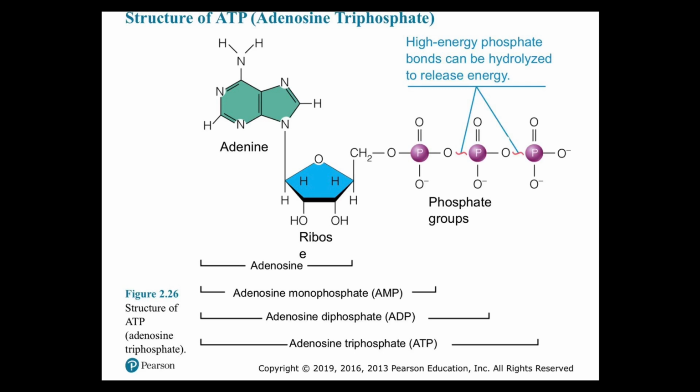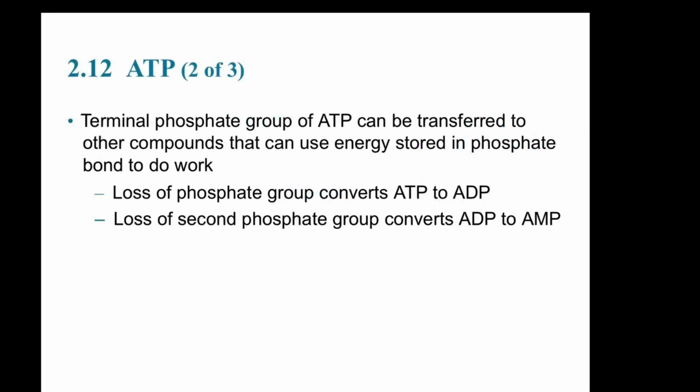So adenosine is just adenine plus the ribose. Adenosine monophosphate is the adenine, the ribose sugar, and one phosphate group. Adenosine diphosphate is with two phosphate groups, and adenosine triphosphate is with the adenine, the ribose, and three phosphate groups. The terminal phosphate group of ATP can be transferred to other compounds, as we saw in rearrangement reactions that can use energy stored in the phosphate bond to do work.